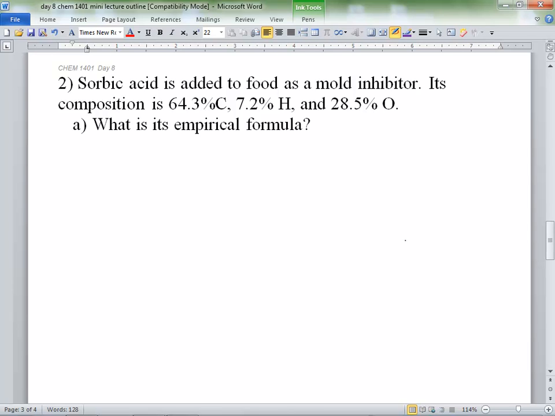Looks good so far. Yeah, take 7.2 divided by 1.01. Whatever you get, write down at least 3-4 digits, though, because then when you divide through by the smallest, it'll work out. So, Annabelle, that's good. You're doing good. When you're converting to moles, make sure you write down at least 3-4 digits. Otherwise, sometimes your ratio won't work out.